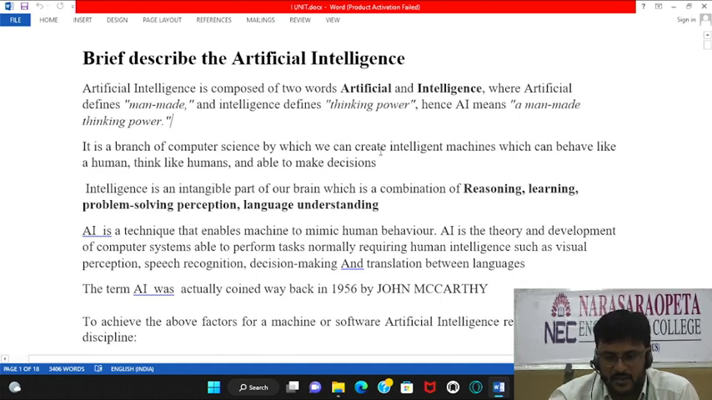We can take it as any intelligent machine. A man created an intelligent machine which can behave like a human, think like a human, and make decisions. What we do in a human, we do the same in the machine: it behaves like a human, thinks like a human, and is able to make decisions.